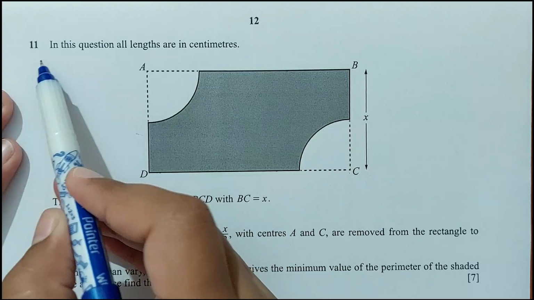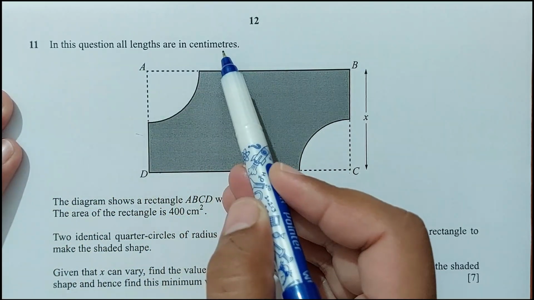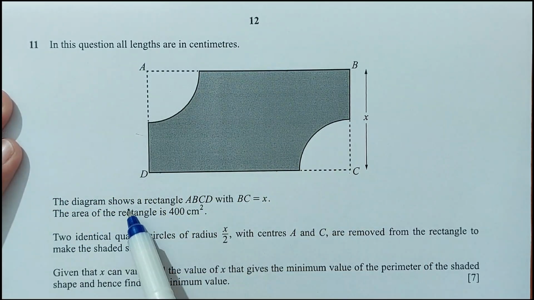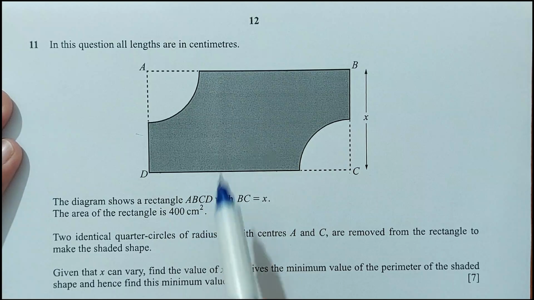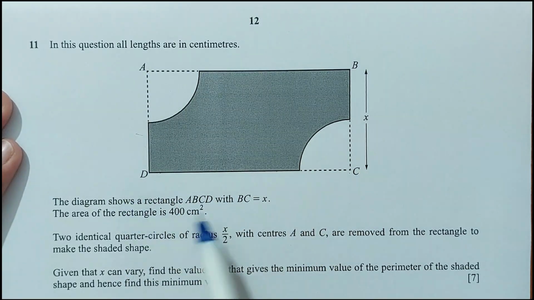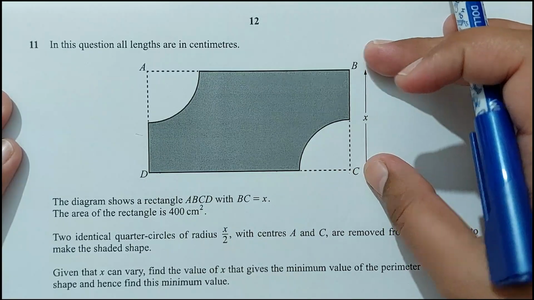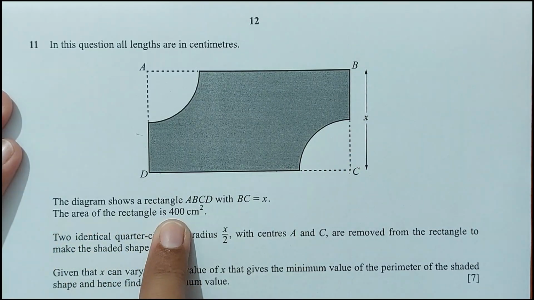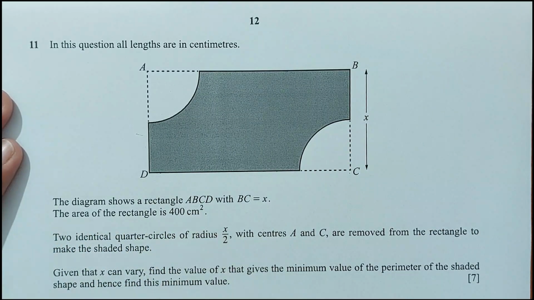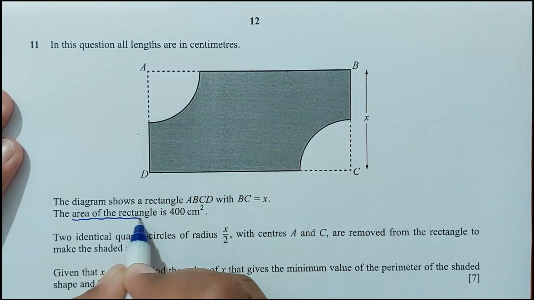Question number 11. In this question, all lengths are in centimeters. The diagram shows a rectangle ABCD, with BC, from B to C, this whole length being x. The area of the rectangle is 400 square centimeters. So we are given the area of a rectangle.